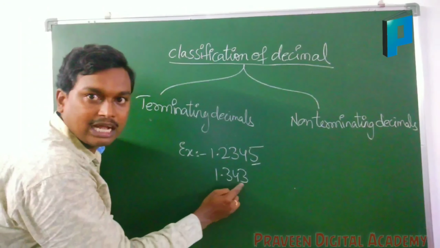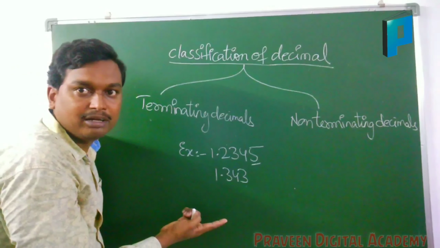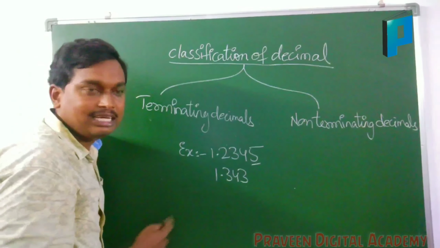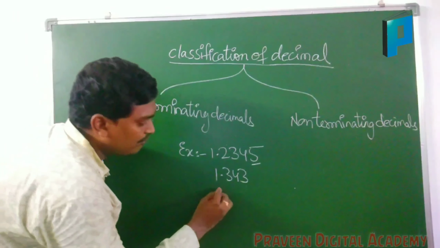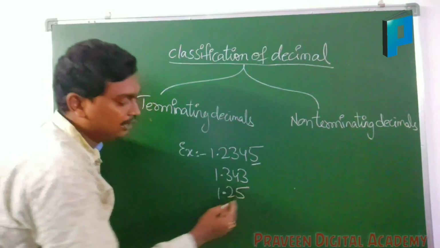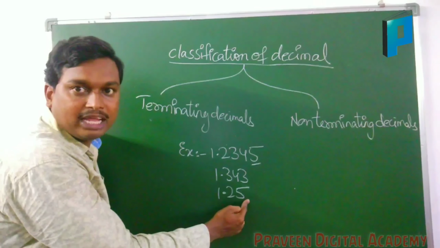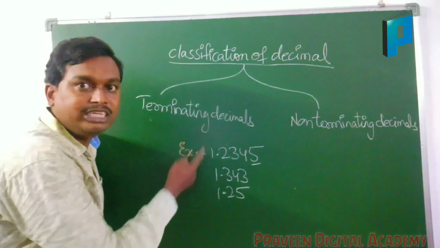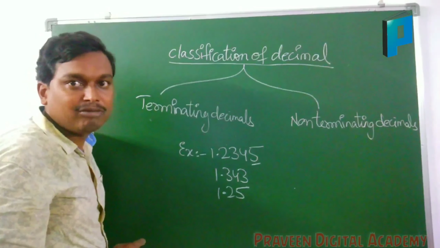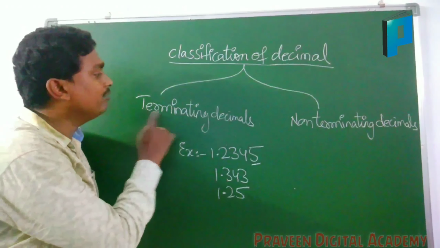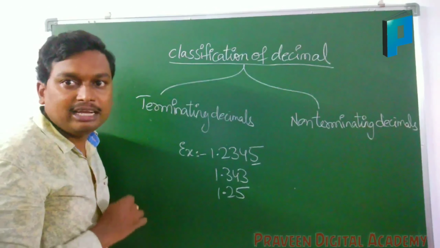1.343. Here, after 3 you do not have any number, so we call it a terminating decimal. If you have something like 1.25, after 2, 5 you do not have any number. So these kinds of decimal forms, which have an end, we call terminating decimals.